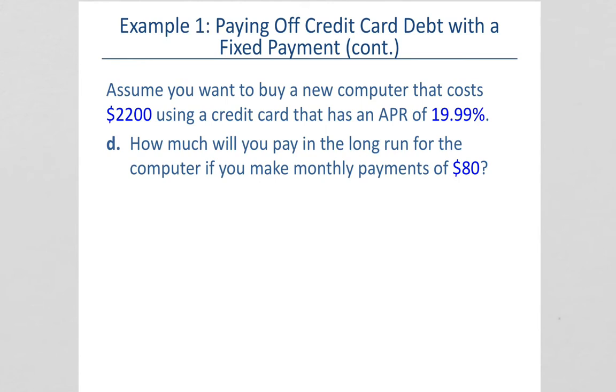How much would you pay in the long run for $80? So you've got 37 payments times $80, $2,960. So a lot better than if you paid $40.